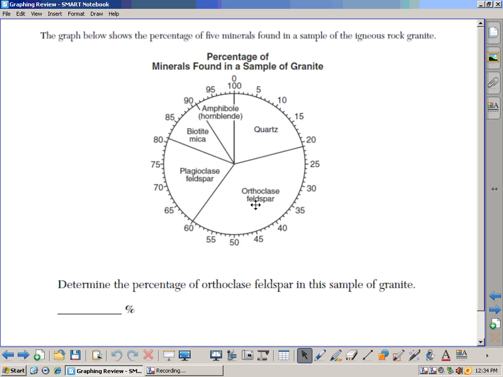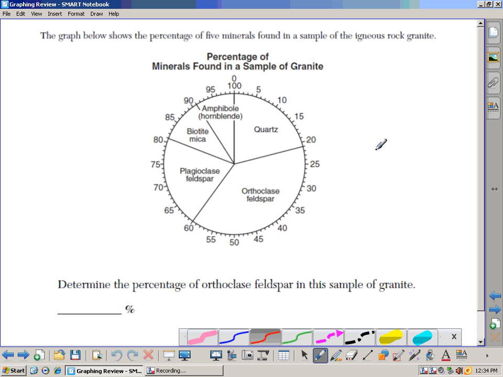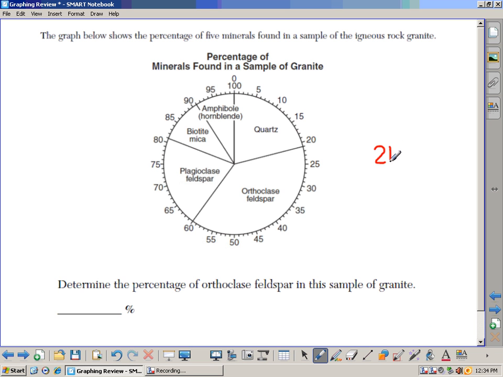So for the orthoclase feldspar, we're going to have to do the same thing. But in this case, it starts at 21. So that's what we're going to start with, 21, and it ends at 60. So if we subtract 21 from 60, we get 39. And that's 39 out of 100, which is going to be equal to 39%.